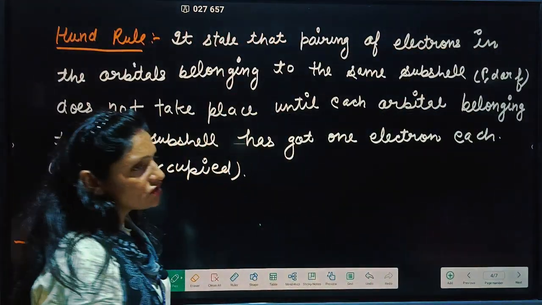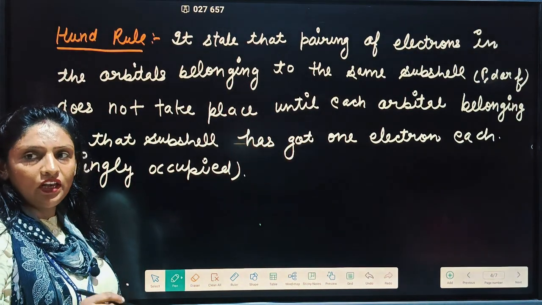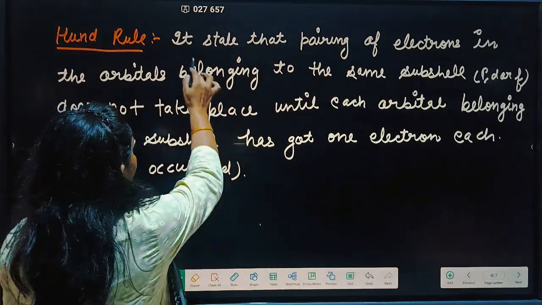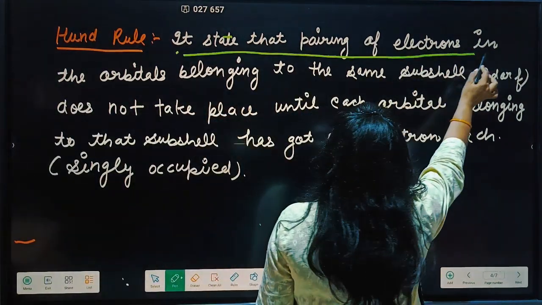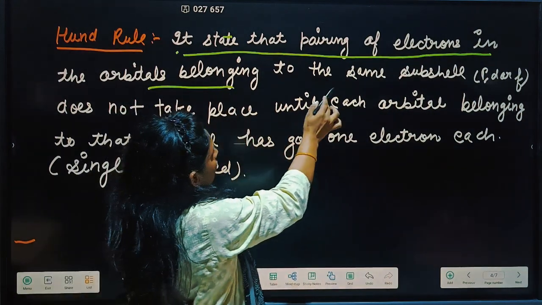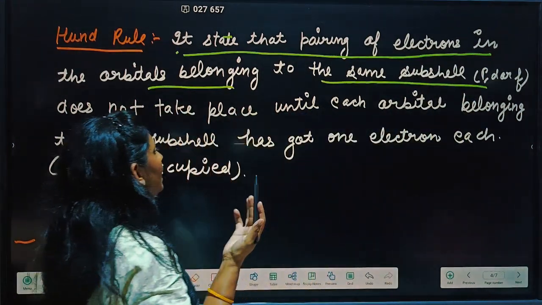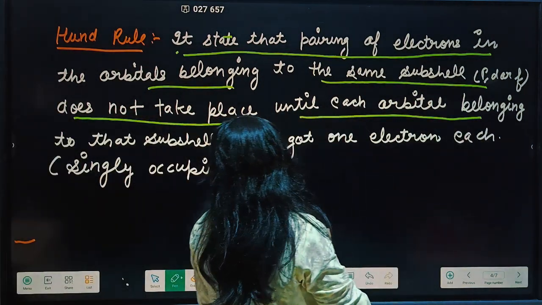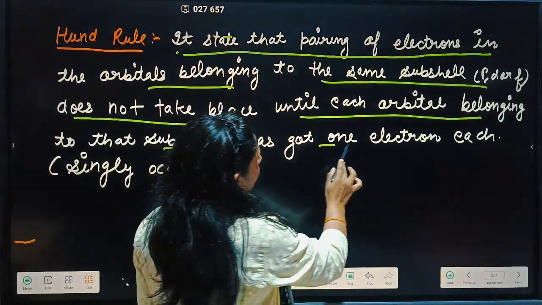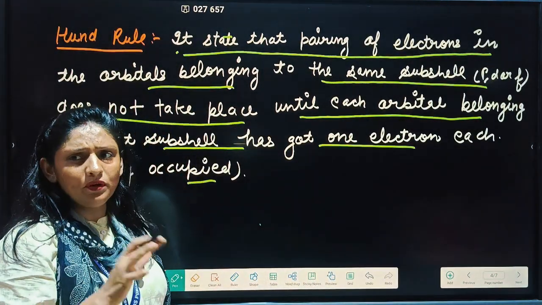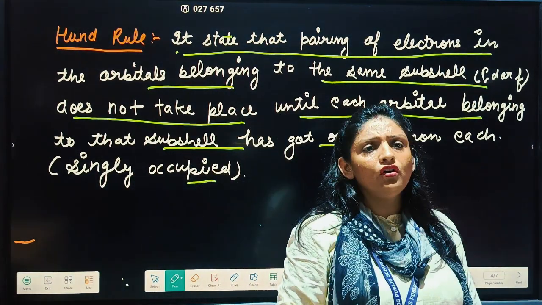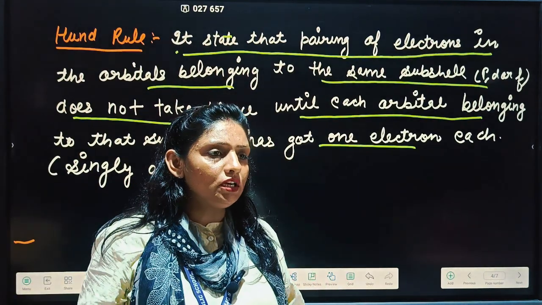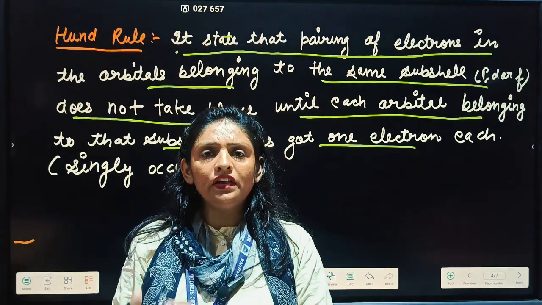Then students, this one is the last rule for filling electrons in orbitals. It states that pairing of electrons in the orbitals belonging to the same subshell, p, d or f, does not take place until each orbital belonging to that subshell has got one electron each. In a simple way, first of all we will singly occupy every orbital. After single occupation, we will start pairing.